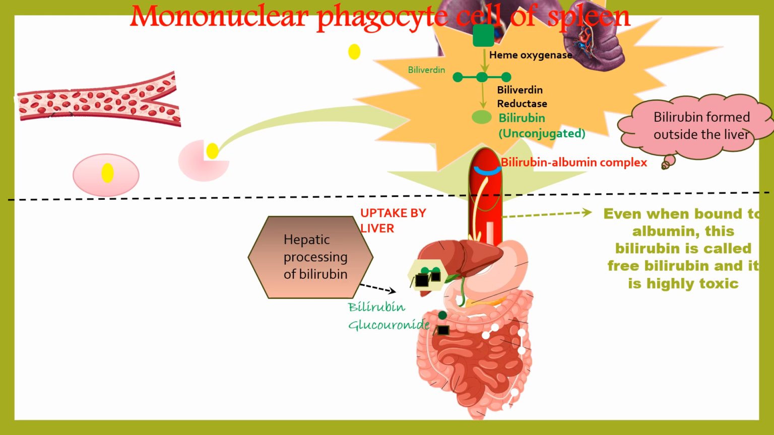Now the conjugated bilirubin is transferred via bile to small intestine. As it enters large intestine, it gets converted to colorless compound called urobilinogen, and this urobilinogen gets self-oxidized and converts into yellow-colored compound called stercobilinogen, which gives feces its characteristic color.